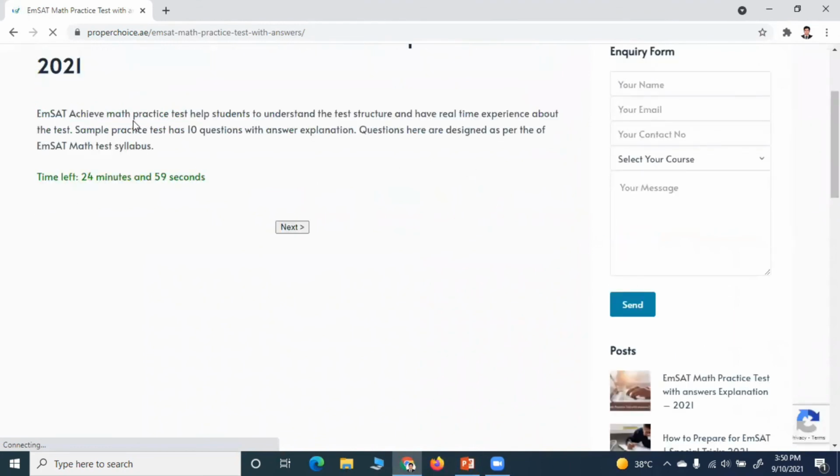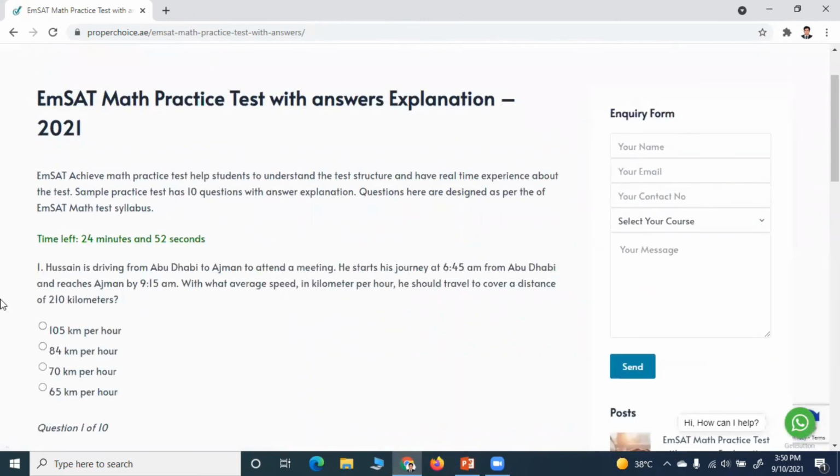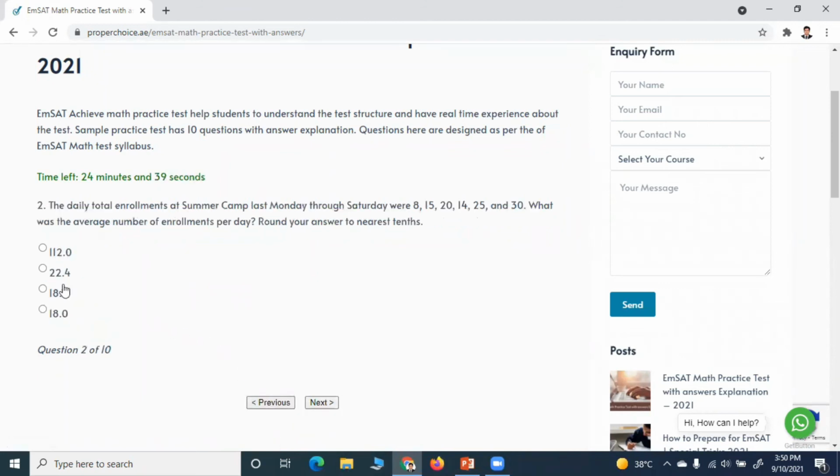Now look at what it is saying: the exam will be starting here, considering the timings and all. Here we have included only 25 minutes, and now the question comes up. Read the question, apply your logic, solve it. After solving that question, choose an answer, and you go next.